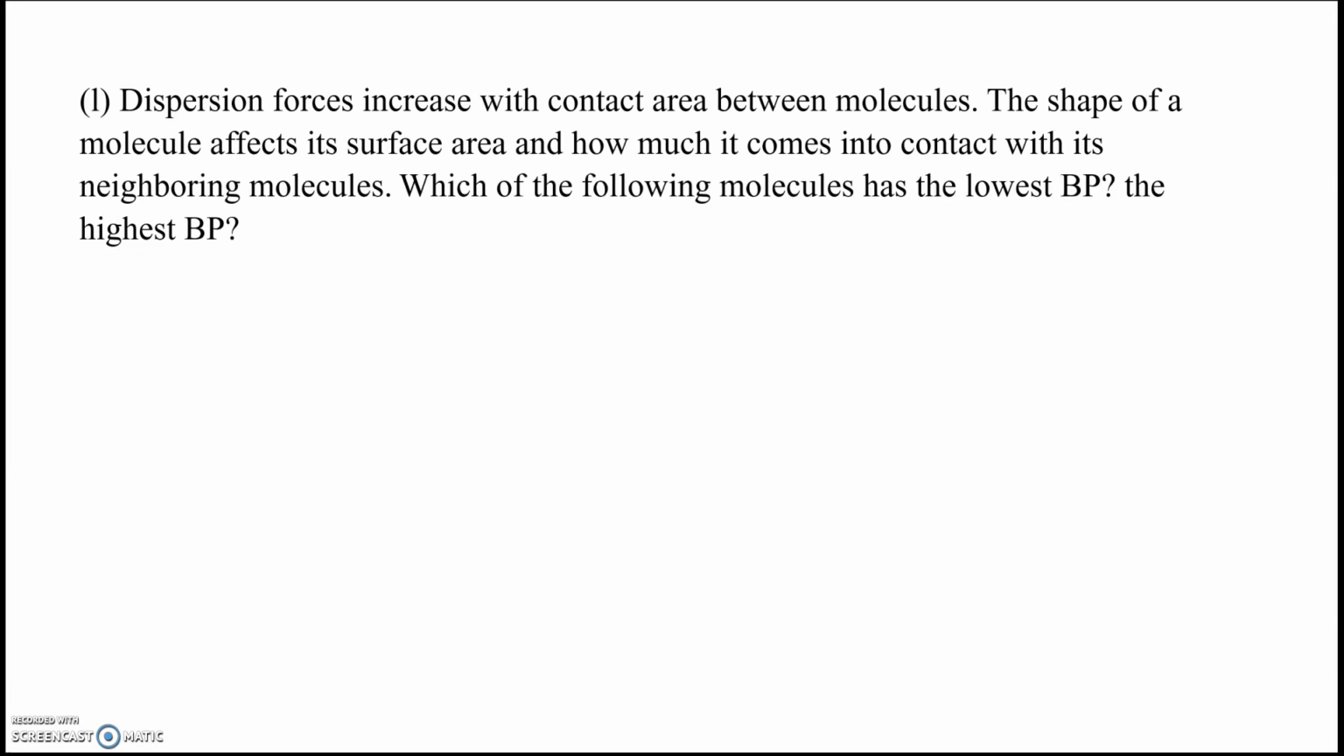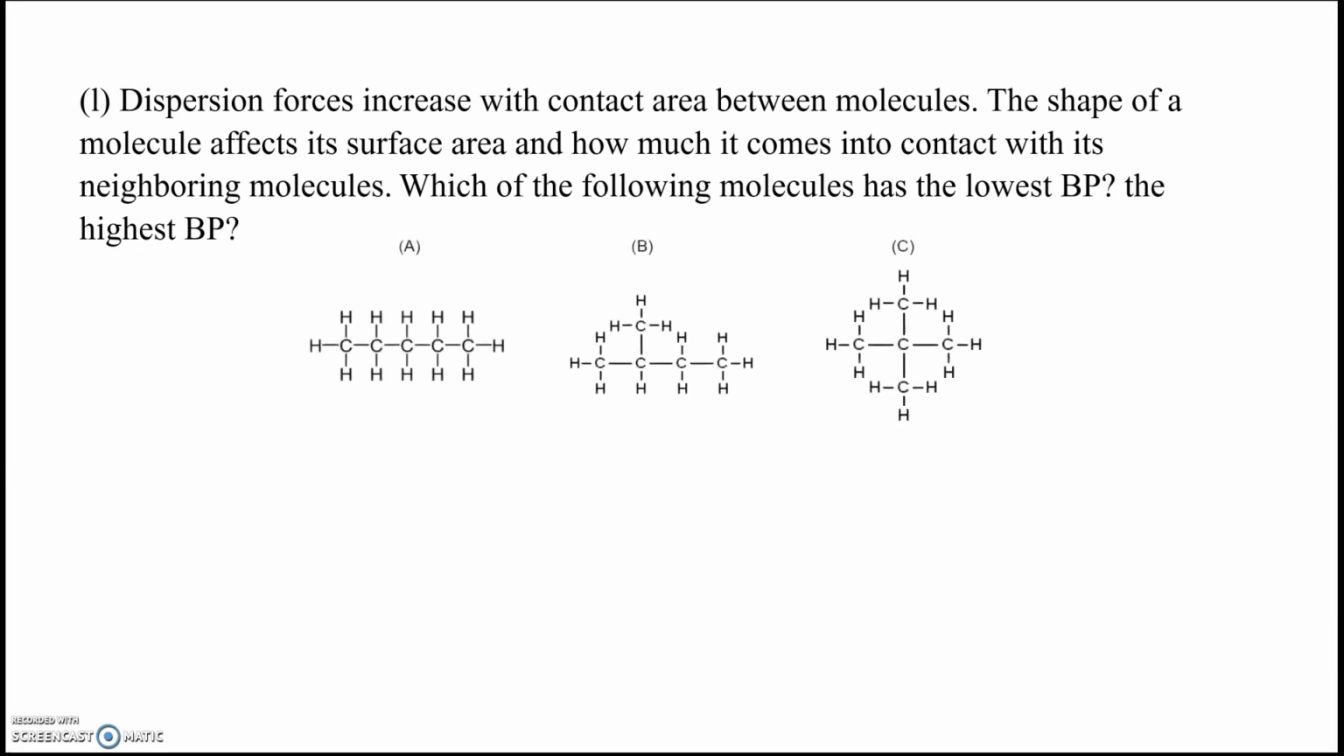And the question asks us which of the following molecules has the lowest and highest boiling point. And of course, the follow-on question is why? Are those the answers? We look at these. These are three different isomers of pentane, C5H12. This is a structural isomer, just three different ways to construct a molecule, especially an organic hydrocarbon that's got 5 carbons and 12 hydrogens.